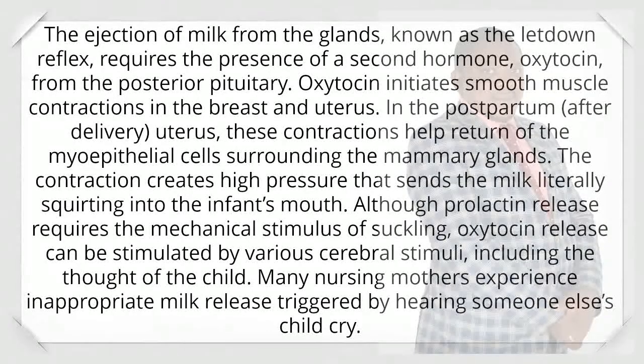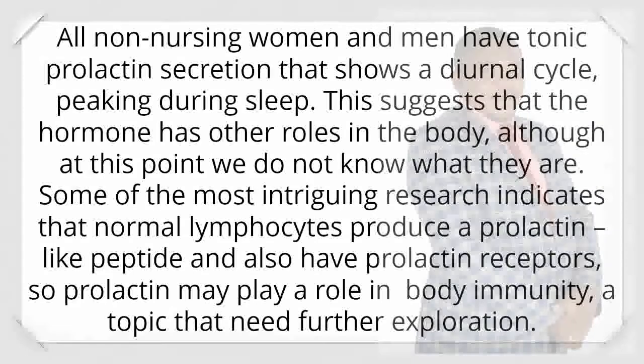Although prolactin release requires the mechanical stimulus of suckling, oxytocin release can be stimulated by various cerebral stimuli, including the thought of the child. Many nursing mothers experience inappropriate milk release triggered by hearing someone else's child cry. All non-nursing women and men have tonic prolactin secretion that shows a diurnal cycle, peaking during sleep. This suggests that the hormone has other roles in the body, although at this point we do not know what they are. Some of the most intriguing research indicates that normal lymphocytes produce a prolactin-like peptide and also have prolactin receptors, so prolactin may play a role in body immunity, a topic that needs further exploration.